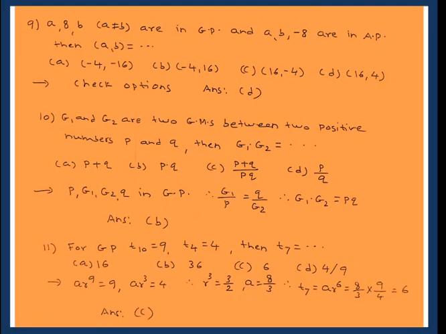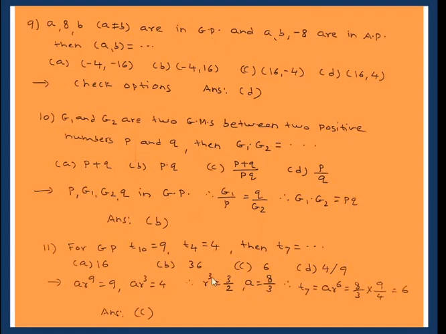The next one: for a geometric progression, the 10th term is 9 and the 4th term is 4. What is the 7th term? What is the formula for the nth term of a GP? It is AR raised to n minus 1. So the 10th term is 9 gives AR raised to 9 equal to 9. T4 is 4 gives AR cube equal to 4.